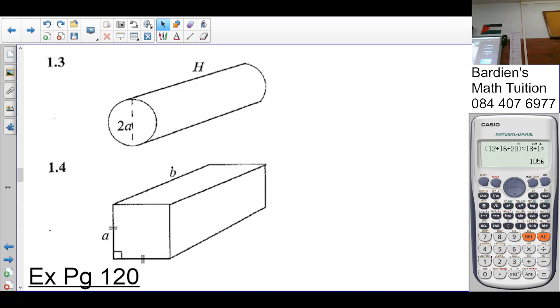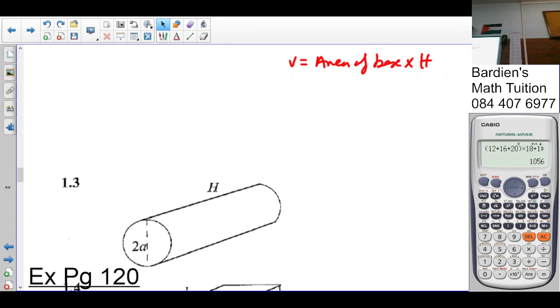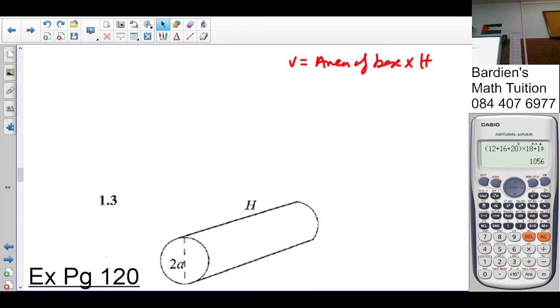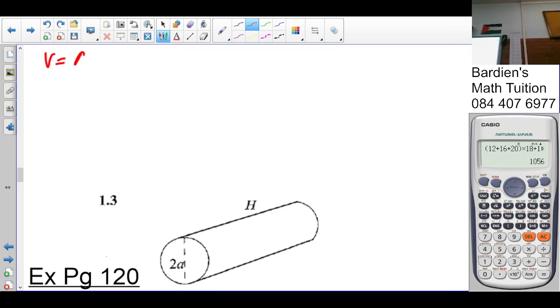Alright, so 1.3. Volume, how do you calculate volume? Area of base times height. Not so? Put this a bit lower. The volume is the area of base times height. Okay.